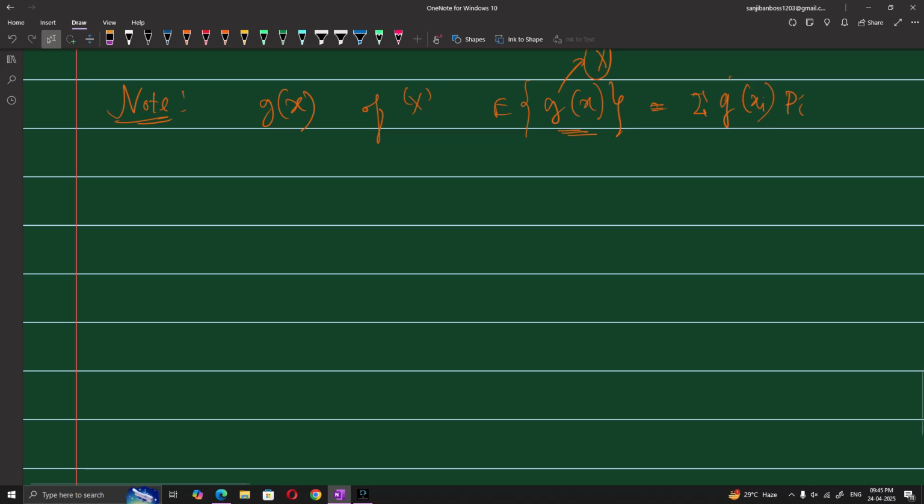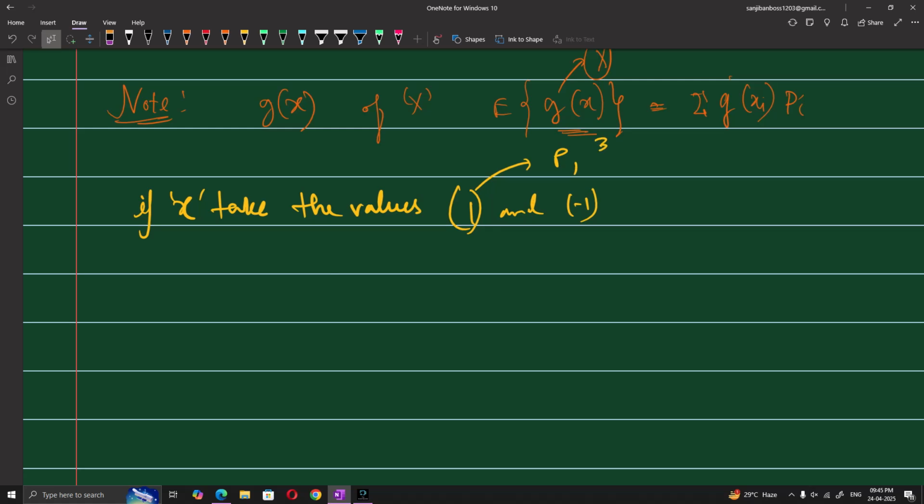For example, if X takes the values 1 and minus 1. What is this? 1 and minus 1. With respective probabilities, this is the probability 1, 2 by 3. Let's write it in words. With respective probabilities, we can use prob. to denote probability in short form. 2 by 3 and 1 by 3.